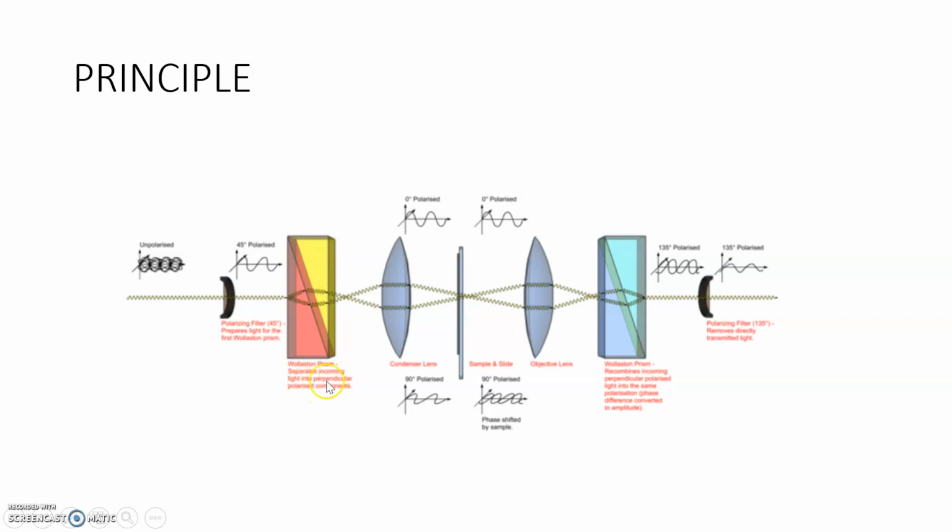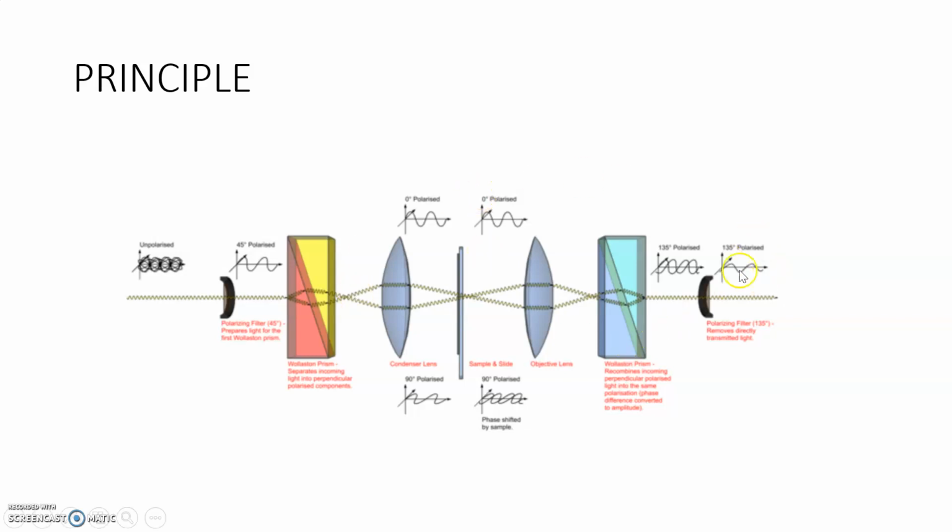It separates incoming light into perpendicular polarized components. Then, passing through the condenser lens, then the sample, then the objective lens, then Wollaston prism 2. And this recombines the already separated beams. In the first prism they got separated, and in the second prism they combine, combining the incoming perpendicular polarized light into the same polarization.